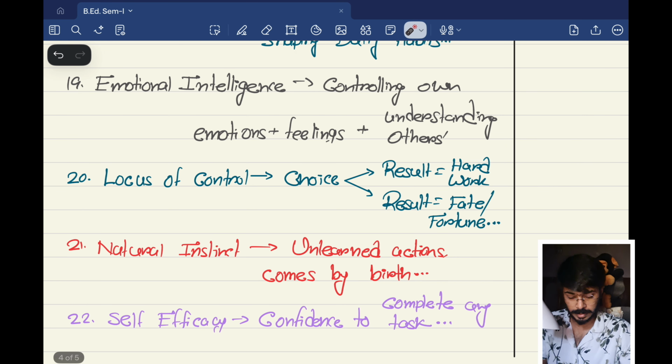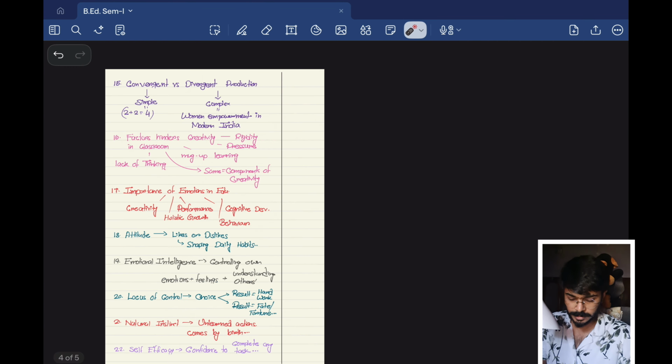Now self-efficacy. What does self-efficacy mean? You have the confidence to complete any task. This is called self-efficacy. This can be a little confusing and a little difficult to recall in the exam hall. So you have the confidence to complete any task, right?